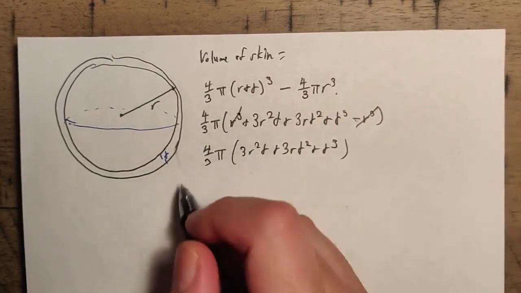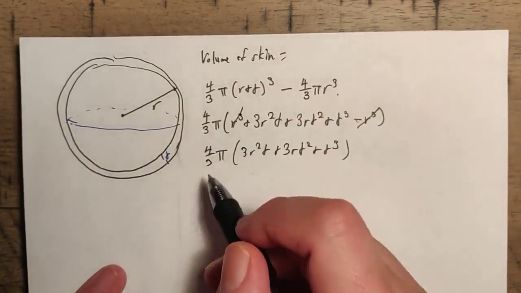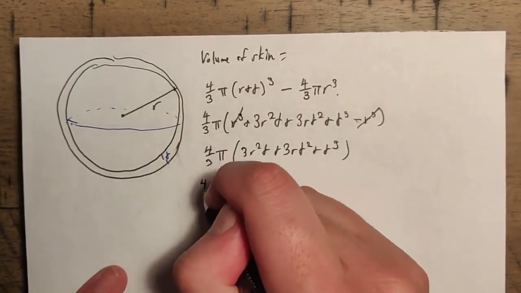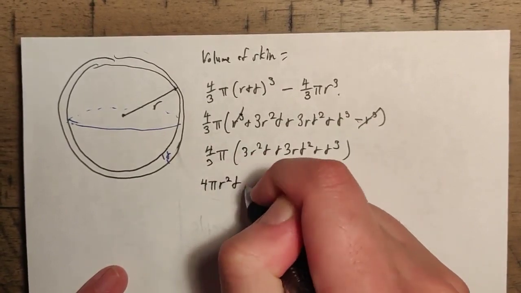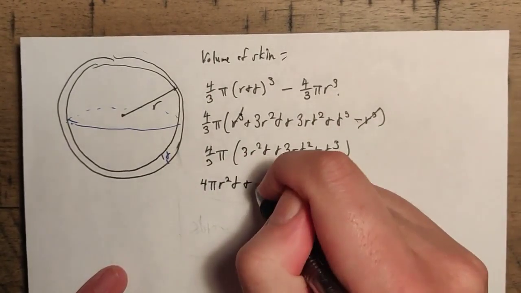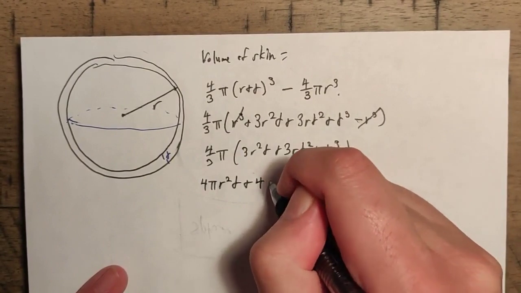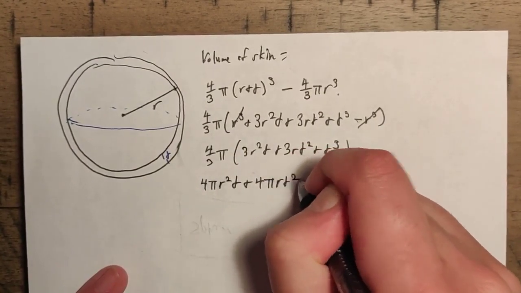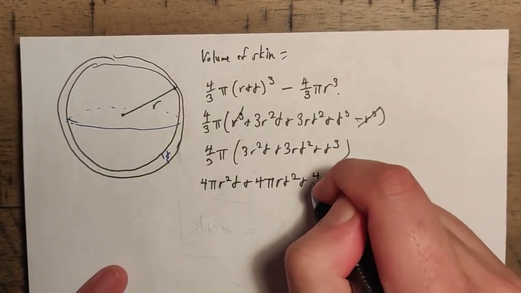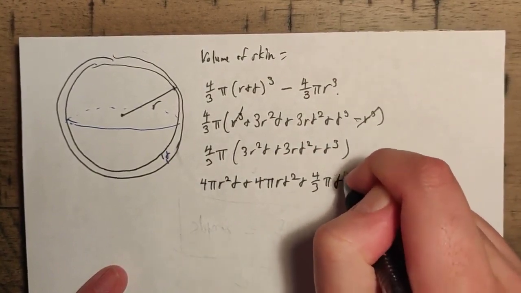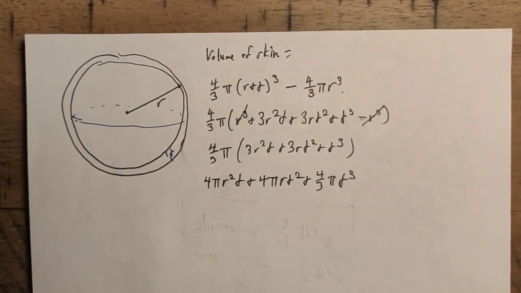Now I can go ahead and distribute this and multiply this out. The 3 cancels out with the 3 over here, leaving me 4 pi R squared T. Then this 3 drops out, and we're left with 4 pi RT squared, and then of course we have 4/3 pi T cubed. So this is going to be the volume of the skin.